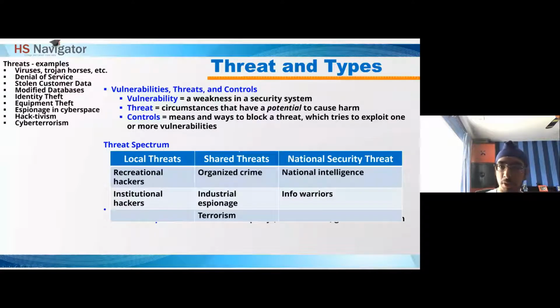And these threats sort of come on a spectrum from local threats to shared threats to national security threats. Most of the time you just have to worry about local threats if you're a small business, or if you're a larger company, then shared threats, and then national security threats for actual countries.